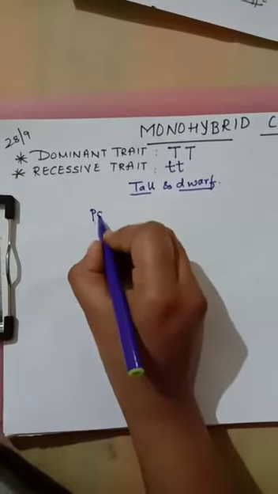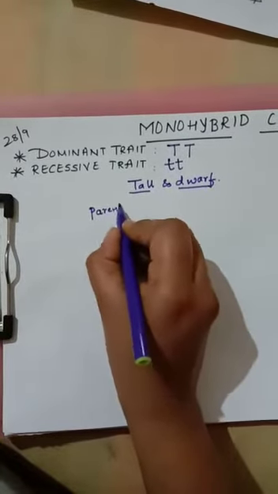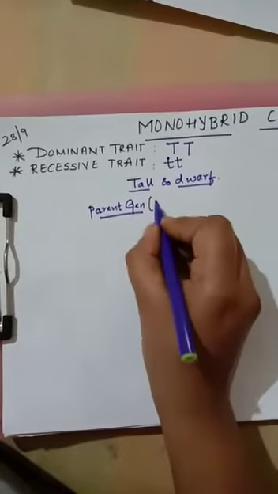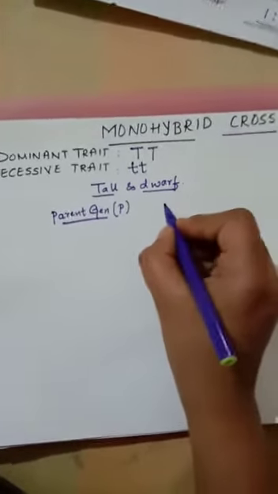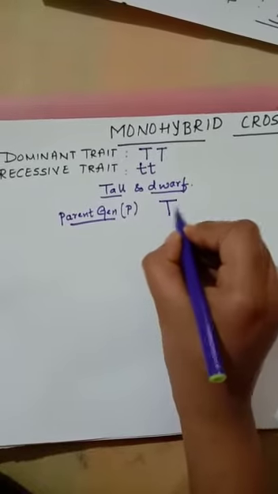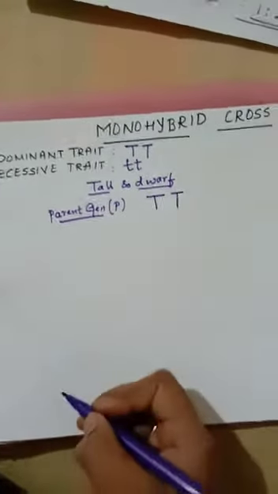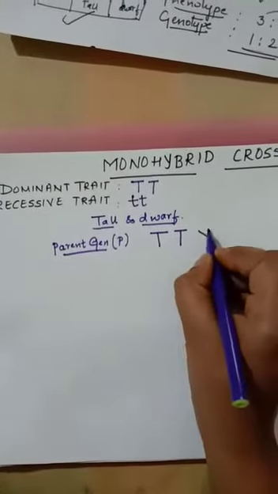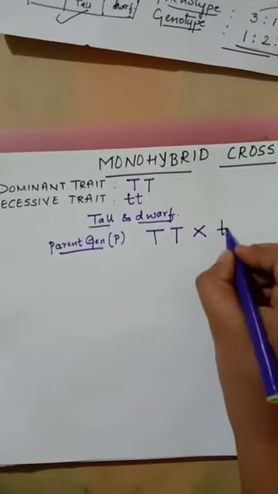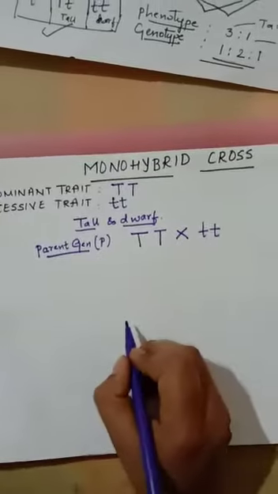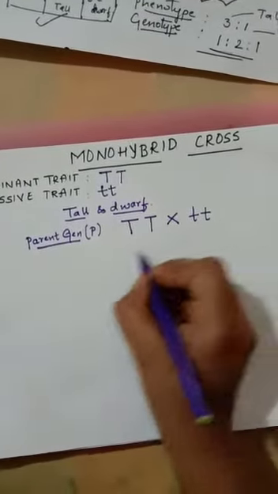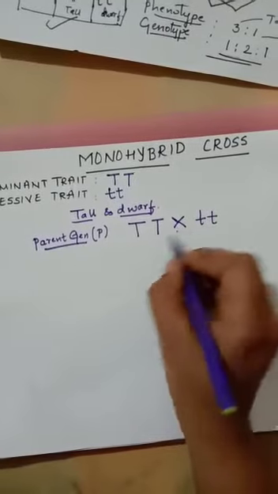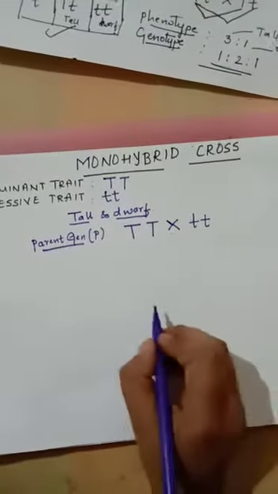First is the parental generation, or we can also call it the P generation. Here we are taking capital T and capital T. So we need to take two chromosomes here from a single parent. Next it is crossed with a dwarf pea plant, that is small t and small t. The cross is done. You need to write a cross mark in between because there is a cross, right?